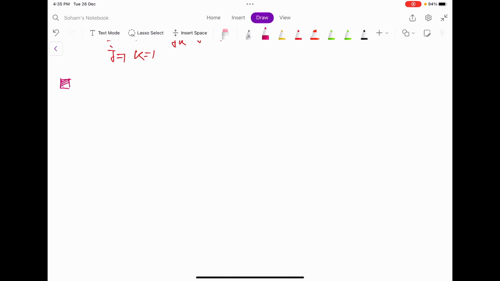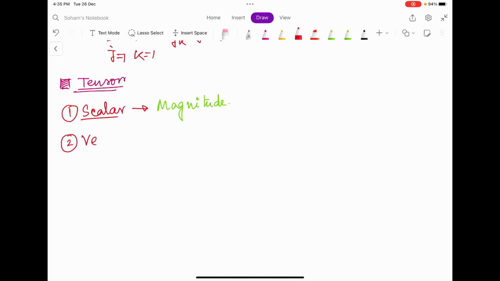Okay, so now let us do one more thing, that is tensor. So we have something called scalar, right? So scalar means we have only magnitude. And then we have something called vector. So vector will be specified by magnitude plus direction, right?